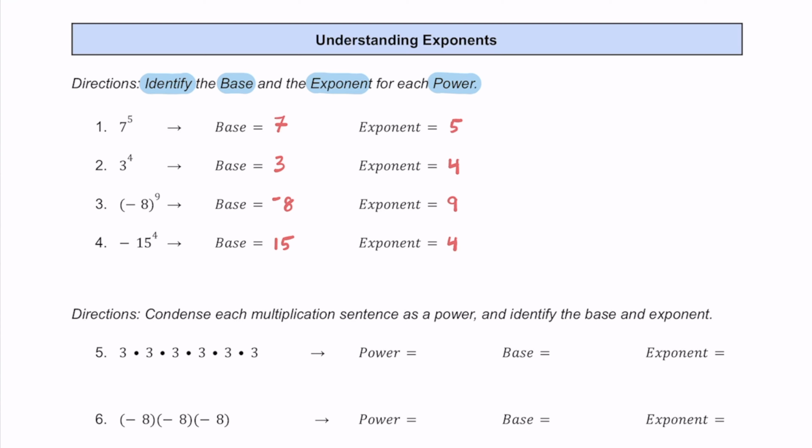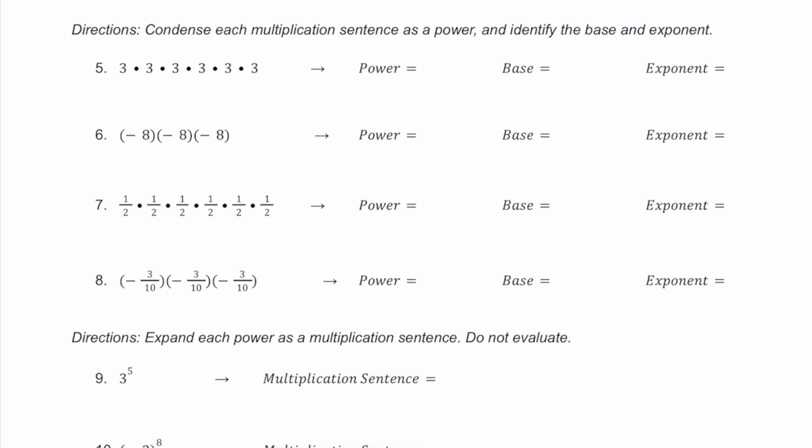Okay, let's move on to the next set of problems here. For this set of directions, we're going to go ahead and condense each of these multiplication sentences and write it as a power, and then we're going to identify the base and the exponent. So we don't have to solve anything here. All right, so for number 5, looks like we have 3 times 3 times 3 times 3 times 3 times 3. So by my count, that is 6 of them. So we could rewrite this as 3 to the 6th power, so a big 3 and a little 6. And the base here would be 3, and the exponent would be 6 here. Okay, so that would be the power, and that would be a pretty big number.